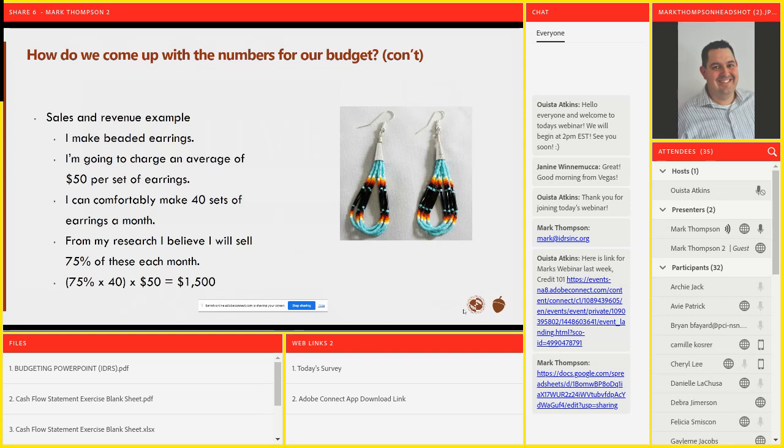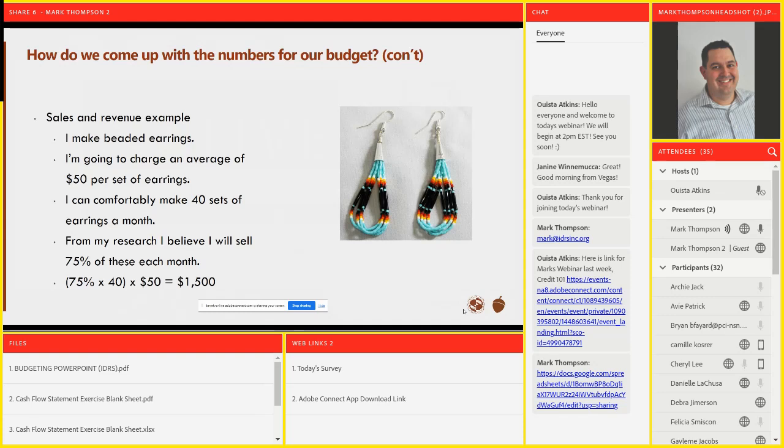There are a number of different ways to come up with pricing on your individual items, but you've come up with $50 and you believe that you can make 40 sets of earrings a month. You have childcare duties and everything, so I can make 40 sets of earrings a month. And I think I'm going to sell 75% of these a month, right? I'm not going to sell all of them. Some of them just won't sell. So I multiply 75% times 40, that's going to be 30. 30 times $50 is 1,500. Now I've come up with my income total, right?